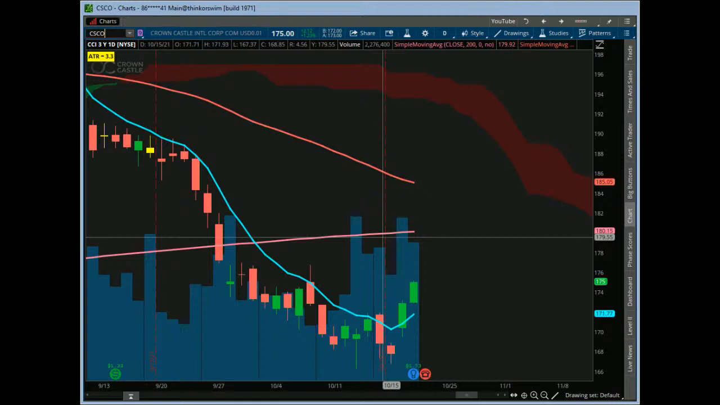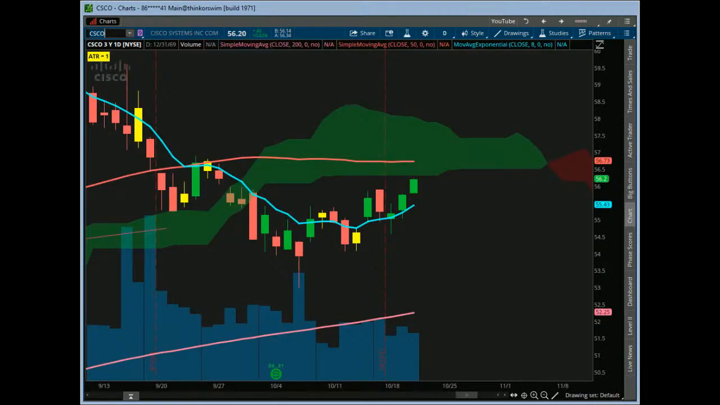And then CSCO. Let's take a look. Costco. Not Costco, Cisco. Sorry, guys. Welcome to Cisco. Nice close yesterday over the 80 MA. Good follow through today for Cisco. Again, watch out, you've got the 50-day and your cloud above as potential resistance right there.